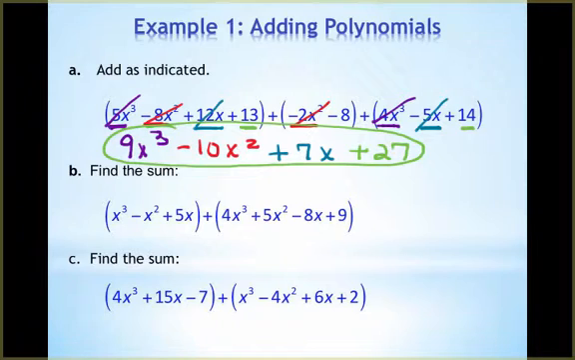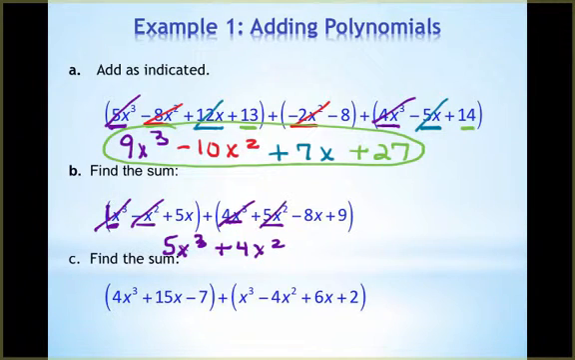In our next example, we'll do the same thing and look for our like terms. x cubed is 1x cubed, plus 4x cubed, so that's going to be 5x cubed. Then we'll look for x squareds. Negative x squared and positive 5x squared would be plus 4x squared. Then our x's, positive 5x and negative 8x, would be negative 3x. And then plus 9 is our only constant.